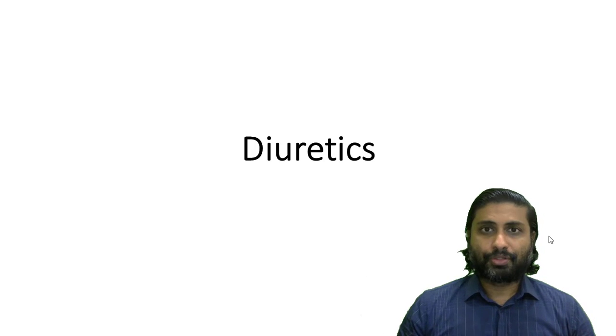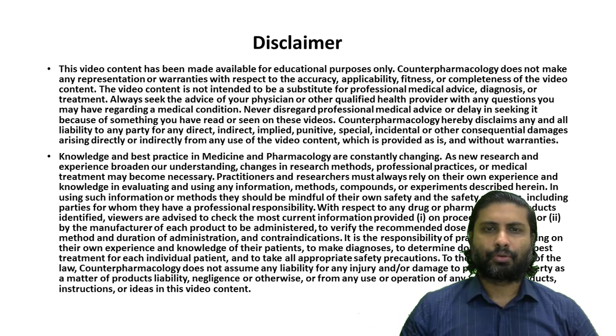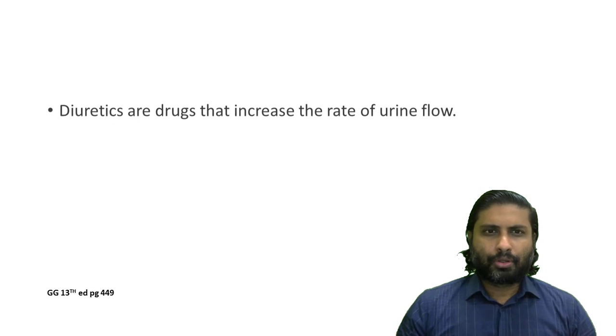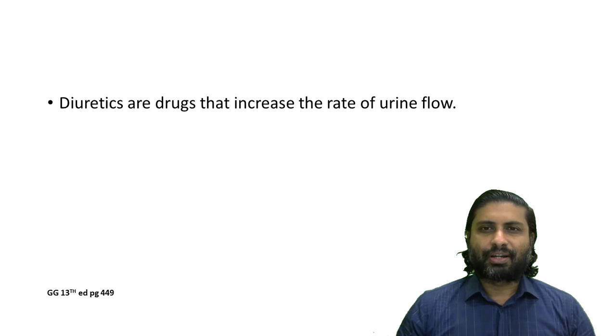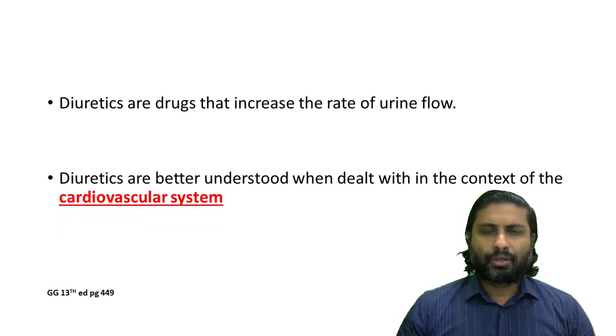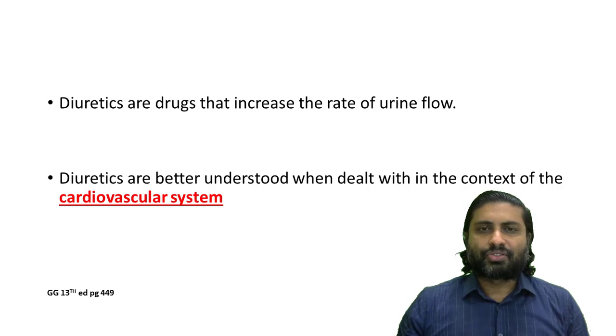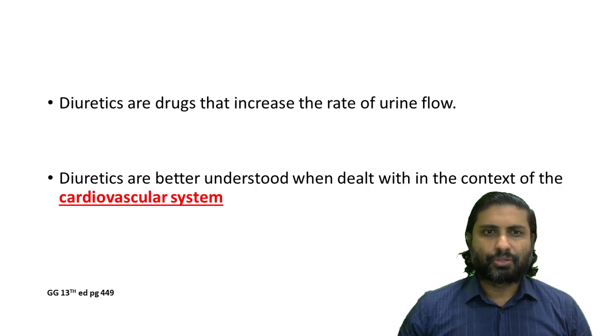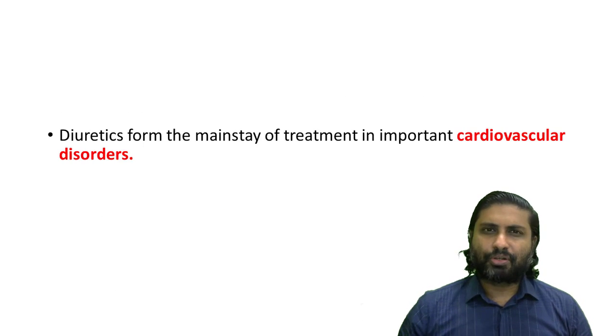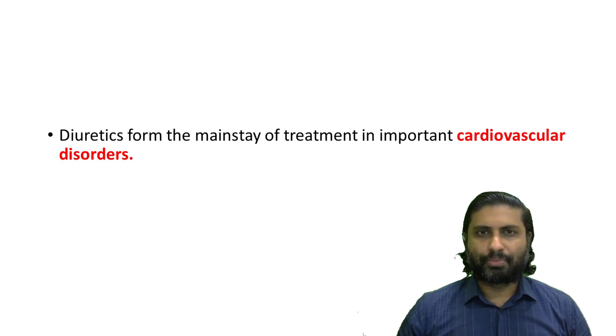Okay, so in this video we're going to discuss diuretics. Diuretics are drugs that increase the rate of urine flow, and even though diuretics are usually discussed in pharmacology textbooks under the chapter renal system, it is my personal opinion that diuretics are better understood when dealt with in the context of the cardiovascular system. This is because diuretics form the mainstay of treatment in many important cardiovascular disorders.